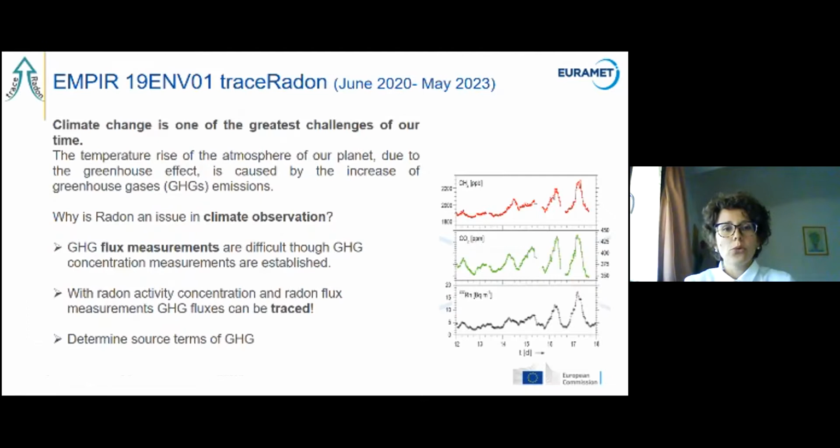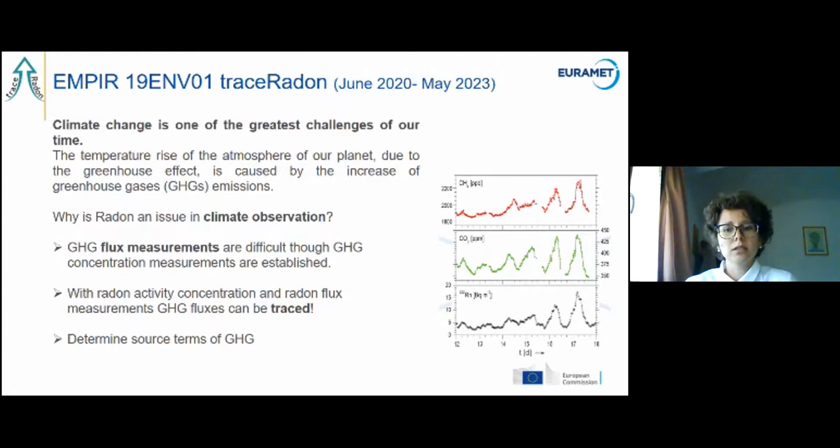Let's see how ATLAS data are used for the Trace Radon project. The Trace Radon project just started in June 2020. And in this project, radon became an issue in climate observation because with radon activity concentration and radon flux measurement, greenhouse gases flux can be traced. Why use radon to do that? Because greenhouse gases flux are difficult to measure. So radon is very helpful in this context.